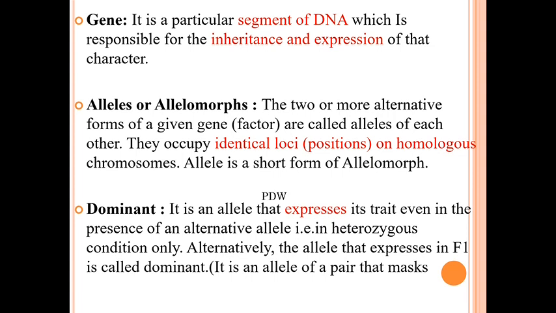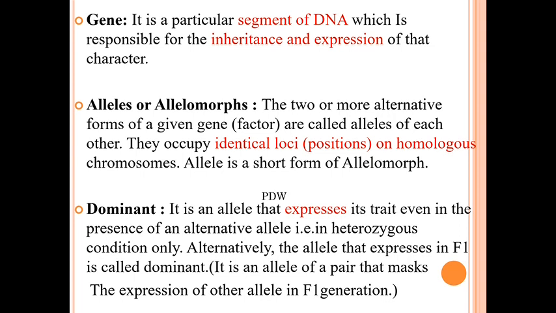Dominant, this is a form of an allele. Dominant allele expresses its trait even in the presence of an alternative allele, that is in homozygous and heterozygous condition. Alternately, you can define the dominant allele as the allele that expresses itself in F1 generation, or the allele which masks the expression of the other allele in F1 generation.